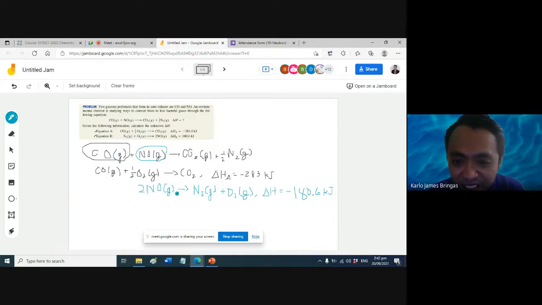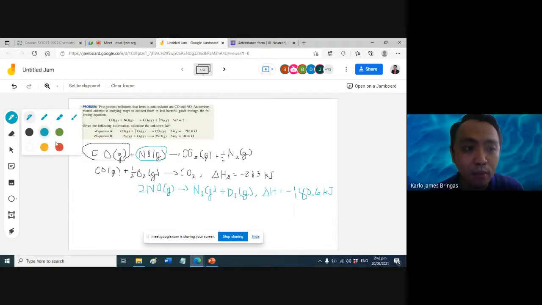Okay, so we already have this one. So by doing this, ang NO nasa tamang lugar na siya. So it's already on the reactant side. Kaso, the equation B na NO has a coefficient of 2. So this tells us na there's still something we need to do aside from reversing. So can anybody tell me what I need to do as well sa equation B?